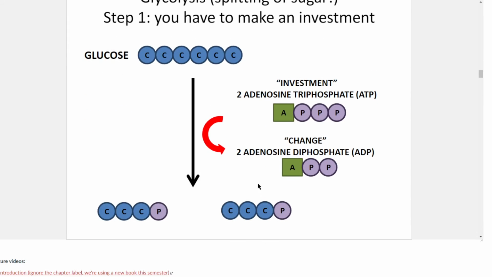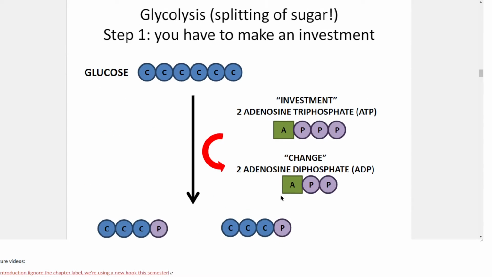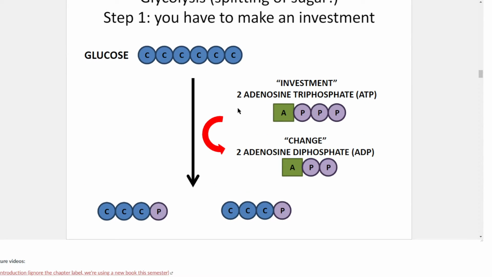Exactly. Glycolysis is the splitting of sugar. The first step is glycolysis, and we basically take glucose, a 6-carbon molecule, and split it in half. We actually invest some ATP to break the glucose, and then we get the phosphorus we need to make G3P.